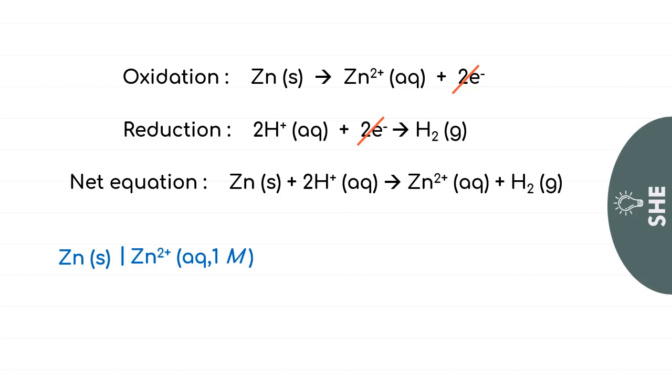Next, we have the salt bridge, which will be represented by 2 vertical lines. The reduction process taking place here starts with 1 molar of hydrogen aqueous, followed by 1 vertical line and hydrogen gas of 1 atm. Every cell notation must have an electrode at the end. We use platinum for the standard hydrogen electrode. Therefore, one final vertical line is placed before platinum solid.